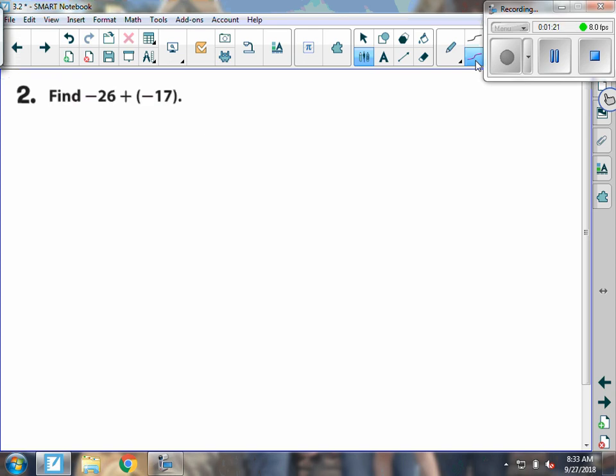Copy this one down. So we have, find -26 plus -17. Again, my signs are the same, so I just add them together. So I'm going to add 26 plus 17. 6 plus 7 is 13. 2 plus 1 is 3, plus 1 is 4. So -26 plus -17 is going to be -43.